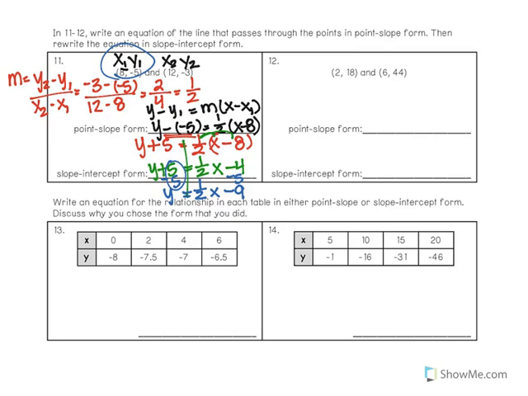Okay, continuing on, we're going to label x1, y1, x2, y2. So our slope is going to be y2, which is 44, minus y1, which is 18, all over x2, which is 6, minus x1, which is 2. 44 minus 18 is 26. 6 minus 2 is 4. We can simplify that down. Not sure where my video stopped, but over here I did my slope formula, which was 44 minus 18 over 6 minus 2.